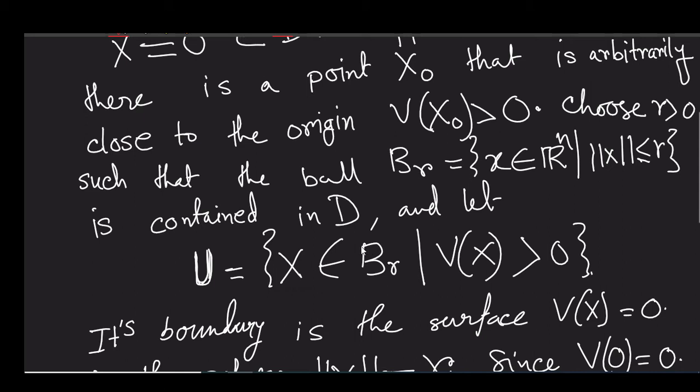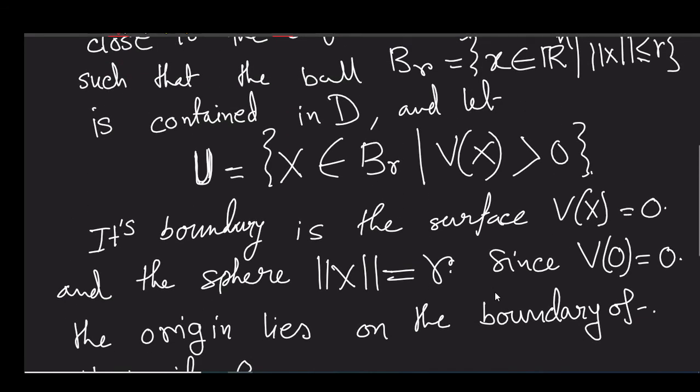Actually I also got disconnected because some people are continuously texting me on WhatsApp. Anyways, so U is equal to the set of x belonging to BR such that V(x) is greater than 0.